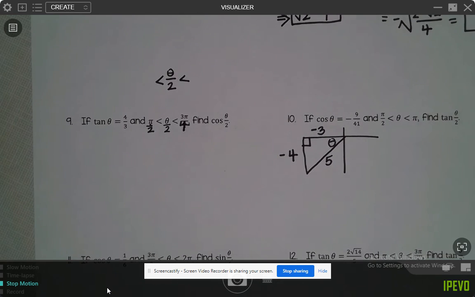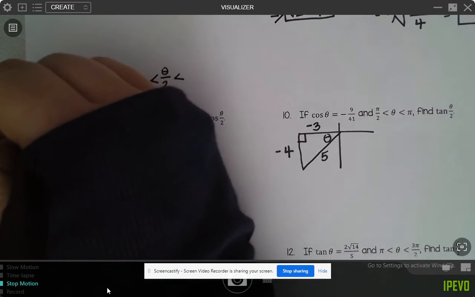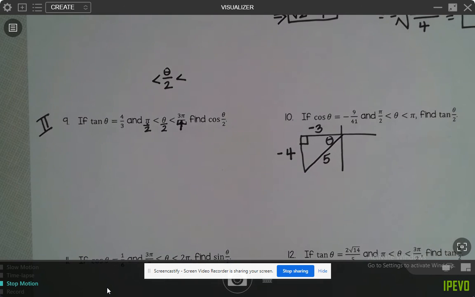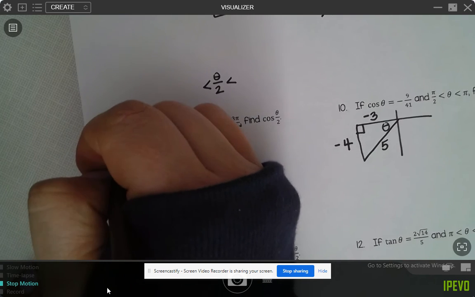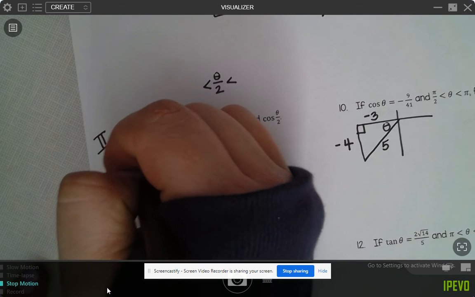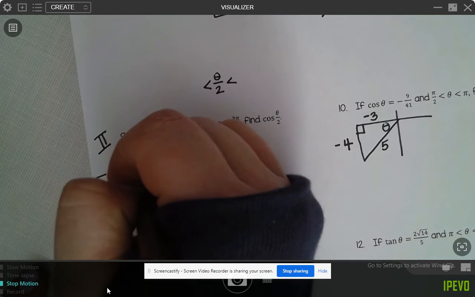Okay, what quadrant is my half angle in? So it's between pi over 2 and 3 pi over 4. What quadrant's that in? Don't overthink it. What quadrant is 3 pi over 4 in? It's quadrant 2. Now, in quadrant 2 is cosine positive or negative? Negative. So we're going to use our cosine. So we're going to have the opposite, or negative square root of 1 plus the cosine of theta, divided by 2.